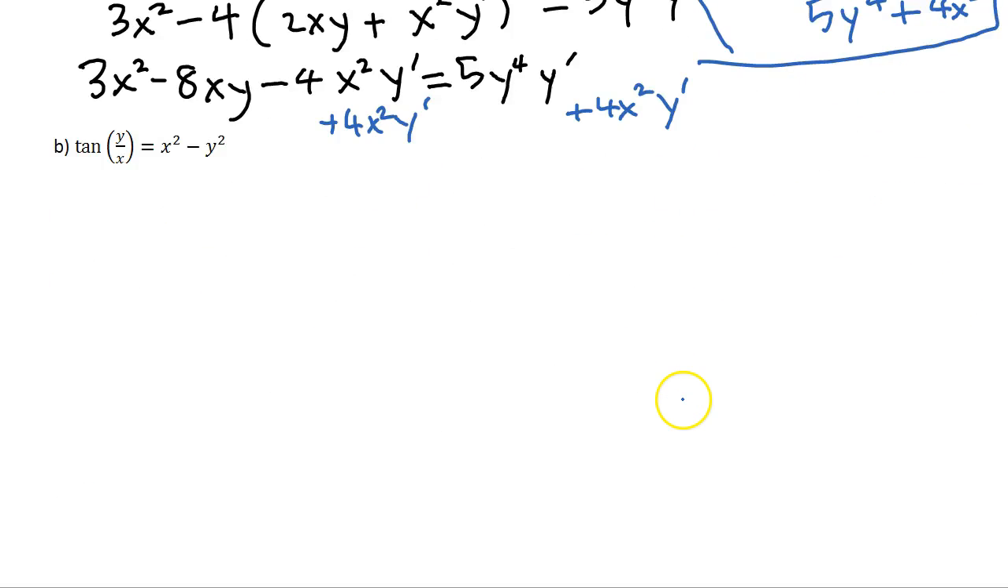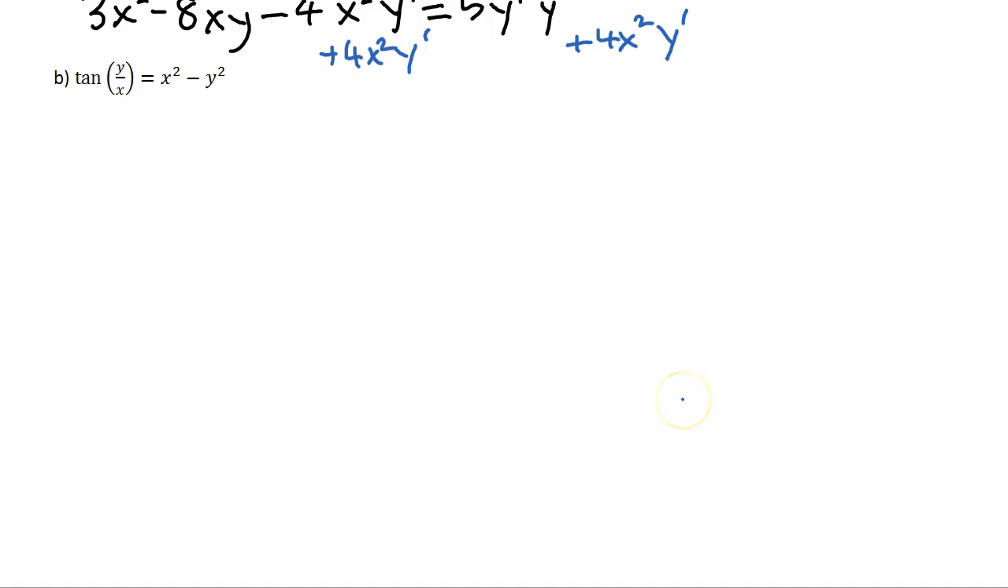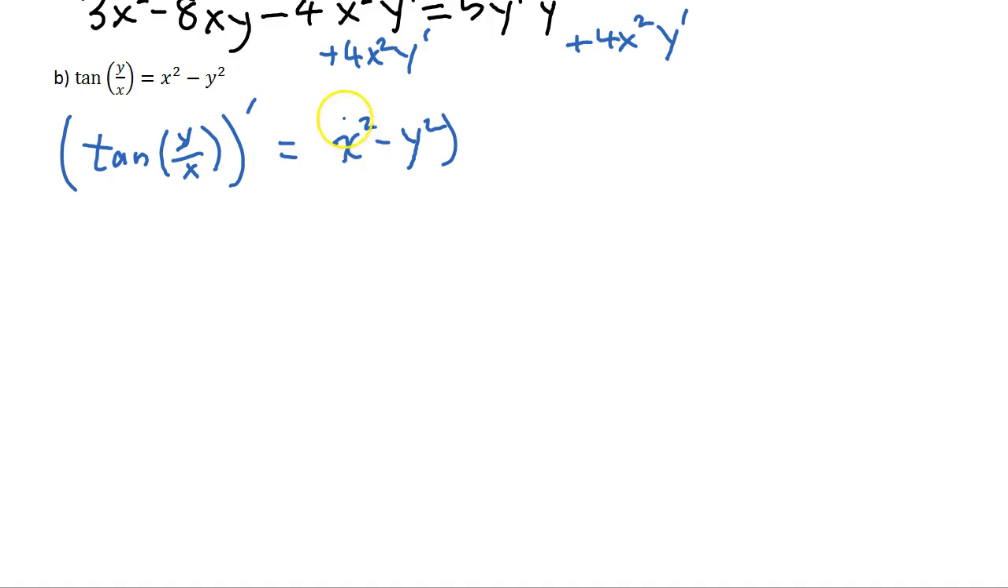Okay, let's move on to the next example. Tangent of y over x equals x squared minus y squared. Okay, again, you want to differentiate both sides. So I have tangent on one side, I have to differentiate that. X squared minus y squared should be differentiated also. Tangent differentiates to secant squared of y over x, and because y over x is an inside function, you have to pull the inside function out and differentiate.